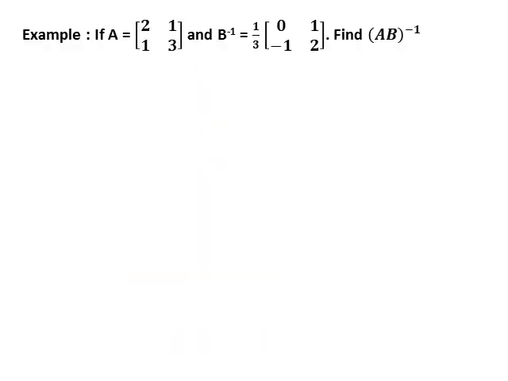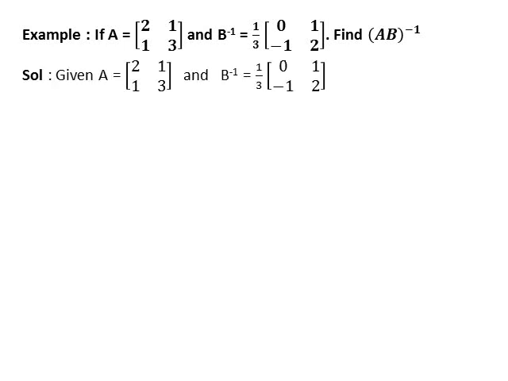Let's take one more question. In this question, A is a square matrix of order 2 and inverse of matrix B is given to us. We have to find inverse of matrix AB. Here, we can use the result that inverse of matrix AB equals the product of B inverse and A inverse. B inverse is already given to us. We have to find inverse of matrix A.